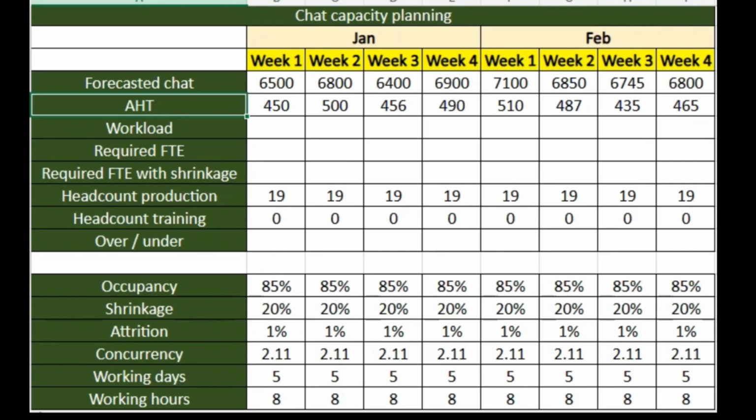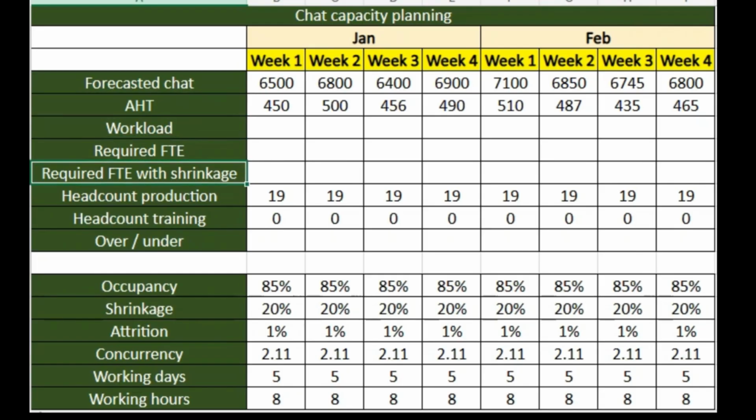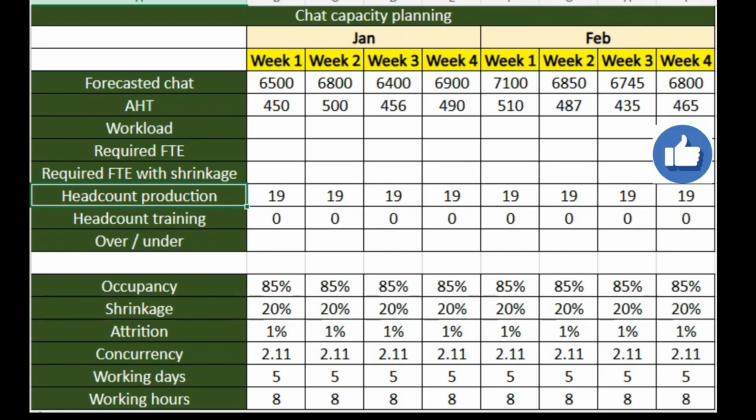On the basis of that, we have to calculate the workload, then the required FTE, then the required FTE with shrinkage. The headcount production is the total number of headcount we have, which includes both your active and inactive agents. The inactive agents are those on very long leaves or any other situations that may arise, but they haven't left the company. That would be considered in the headcount production.